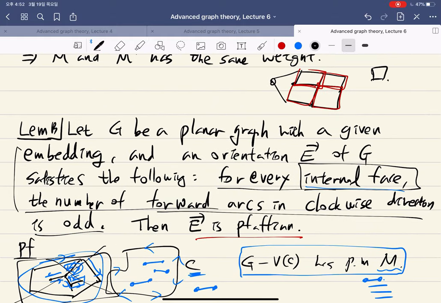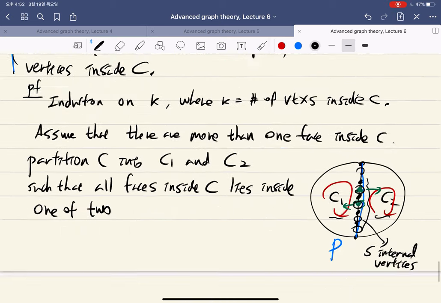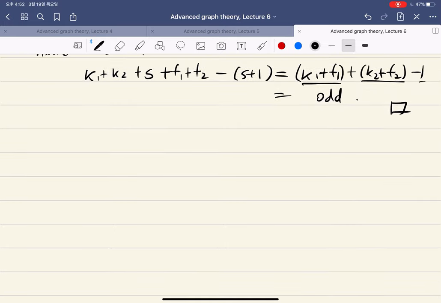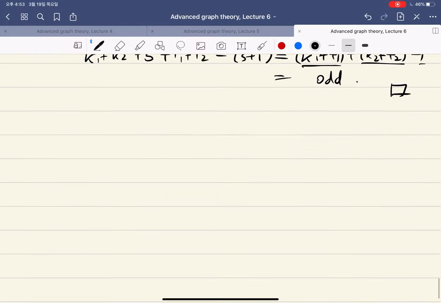So it proves the lemma that as long as for every internal face, the number of forward clockwise edges is odd, then it is Pfaffian. And now to prove Kasteleyn's theorem that every planar graph has a Pfaffian orientation, we only have to show that for every planar graph, we can orient the edges so that every face has an odd number of forward edges.